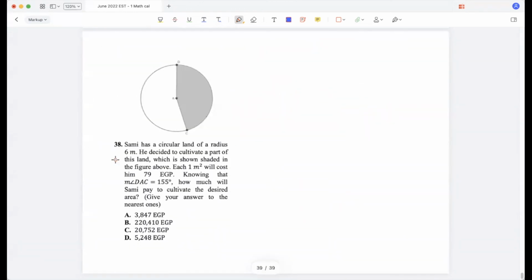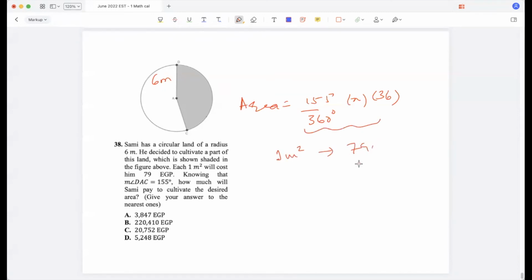Okay, Sami has a circular land of a radius 6 meters. Okay, so the radius is 6 meters. He decided to cultivate a part of this land. 1 meter squared will cost, knowing that angle DAC is 155. How much will, okay. So area of the sector is 155 by 360 into pi r squared. And 1 meter square will cost 79. So this many meters square will cost this into 79, right? Okay, so let's plug that in.